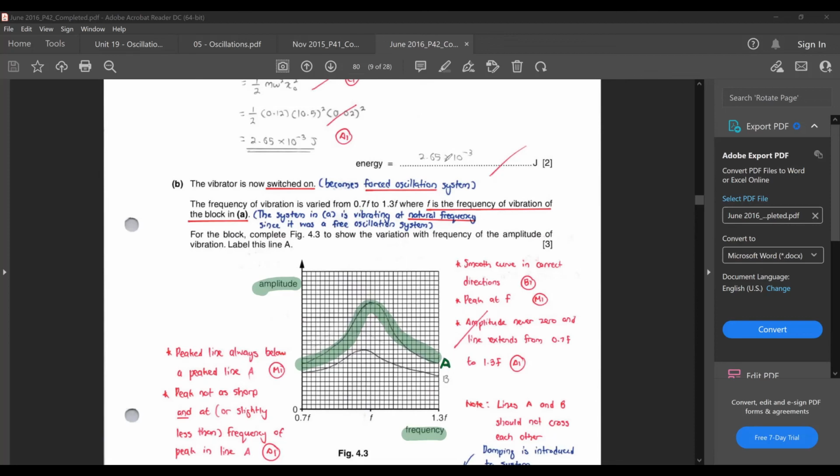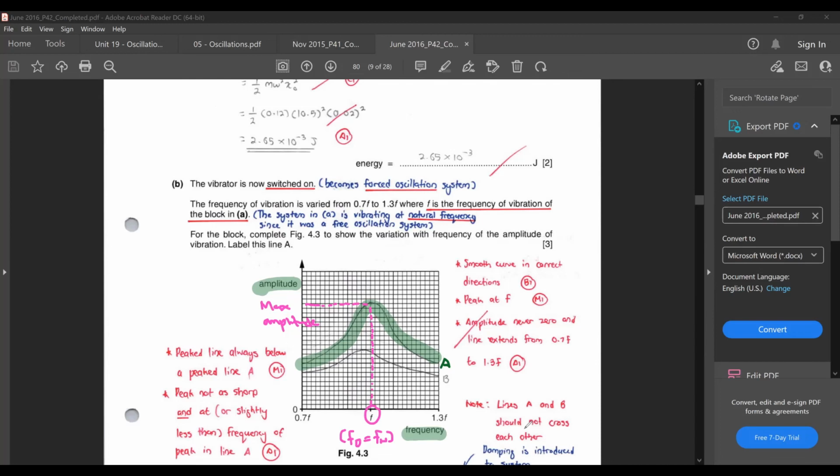So your peak, where you get maximum amplitude, must correspond to where driving frequency equals natural frequency. In your case, it should be at F here. This is where driving frequency equals natural frequency. Okay, so this is your resonance curve for your case right now.